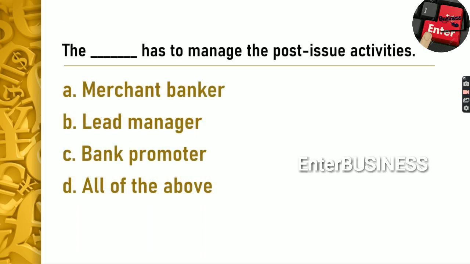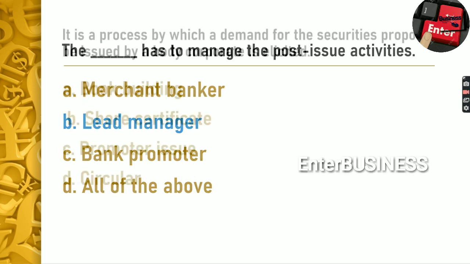And the next one is the dash has to manage the post-issue activities. Option A, merchant banker. Option B, lead manager. Option C, bank promoter. Option D, all of the above. So, the correct answer is option B, lead manager has to manage the post-issue activities.